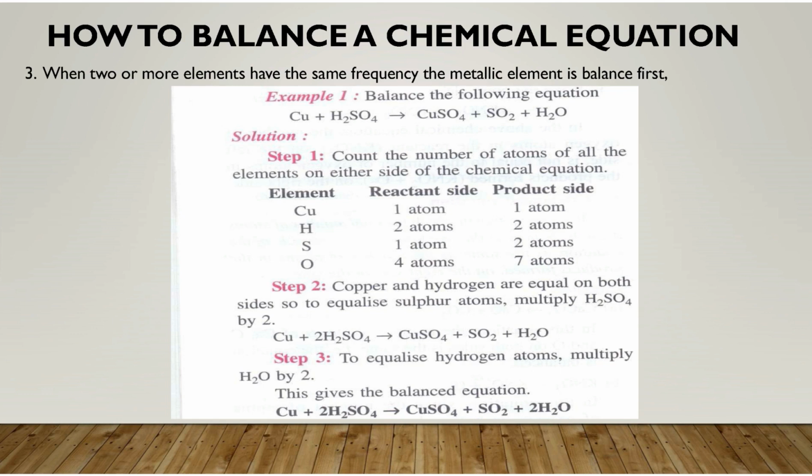First we see which element has the least frequency, and if there is more than one such element, we will balance the metallic element first. After that, we balance the equation by multiplying with numerals. This is the most common procedure which you have to follow in the hit and trial method. There is nothing more: just find out the atoms on both sides, then multiply with numerals to balance the equation. So here you can see the equation is balanced. This is the hit and trial method.